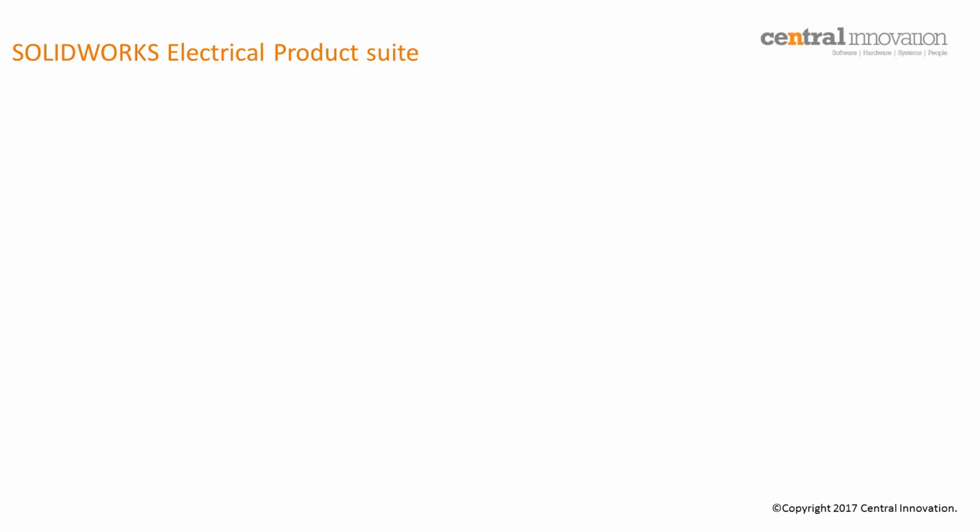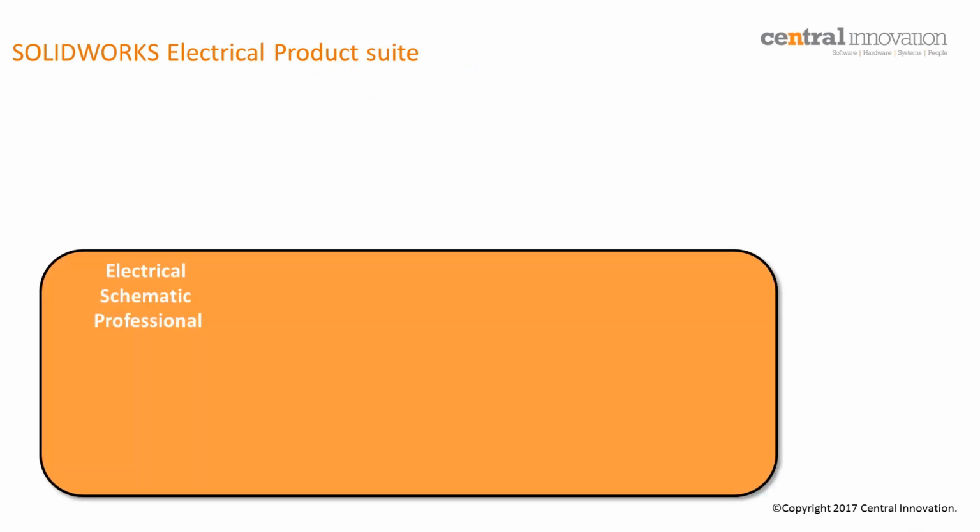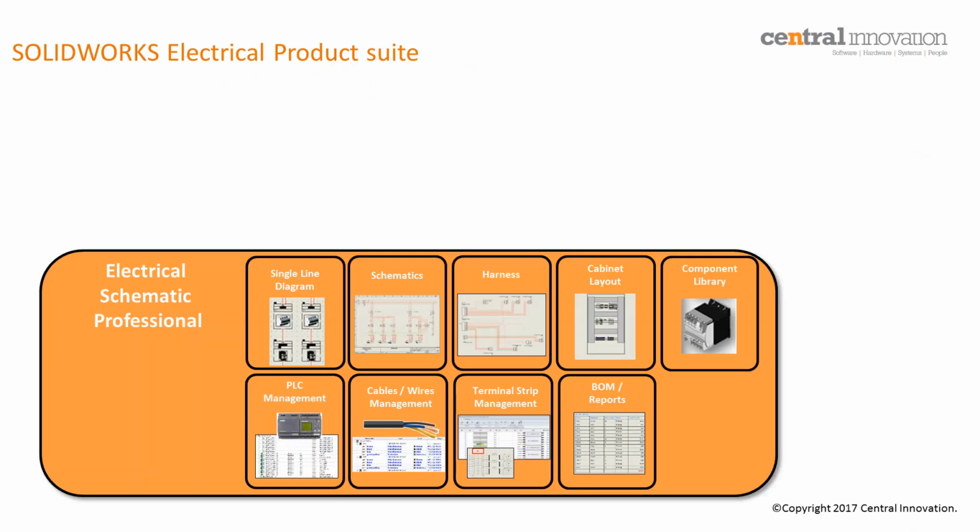What are the product suites that we have to offer? The Electrical Schematic Professional, which is a standalone package in which you can do line drawings, schematic harnessing, cabinet layouts, terminal strip management, cable and wire management, and BOM also. This is a standalone package and the electrical engineers get to use this on their own computers.